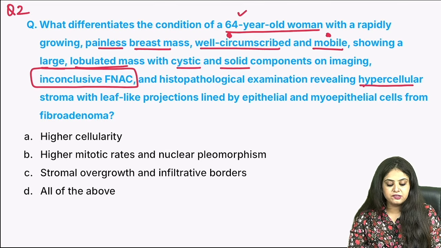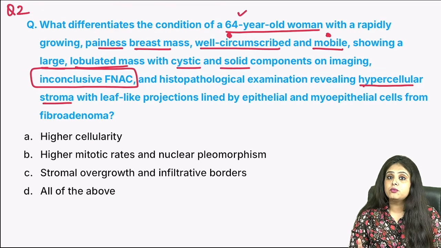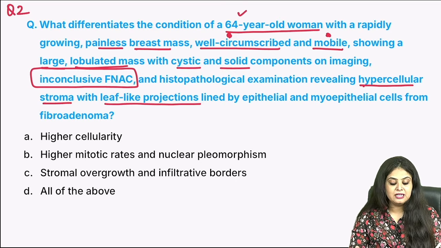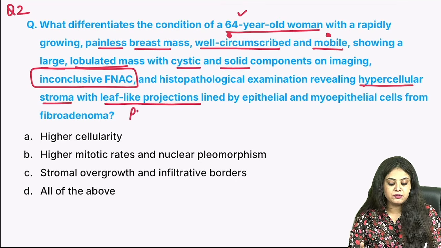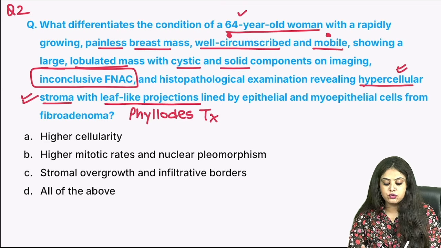Histopathology shows hypercellular stroma. It's a stromal tumor with leaf-like projections. Now I'm not thinking of fibroadenoma. Leaf-like means I'm thinking of something to do with phylum, so I'm thinking of the Phyllodes tumor. And is Phyllodes tumor a stromal tumor? Yes, it is going to show me a lot of stroma.